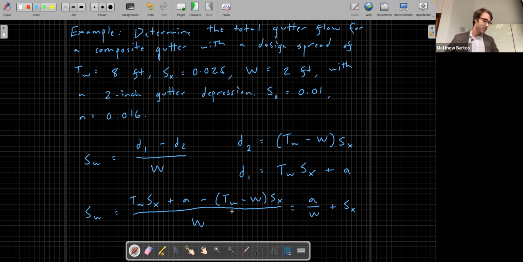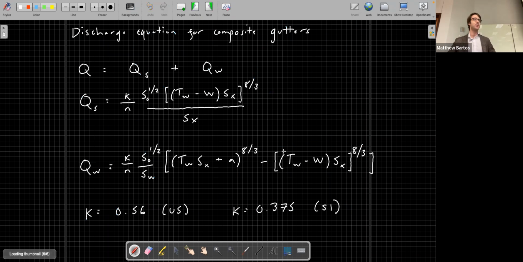Okay, so what I want you to do is finish this problem. Go back and compute the total gutter flow for this composite gutter using the values here. You have the equations from last time, so these are the discharge equations for the composite gutter. And you have this value for our constant K in US units. Just finish up this problem and compute the gutter flow for each component, so Q sub W and Q sub S, and then add them up together to get the total discharge. Okay, and I will circle back in about 5 or so minutes.